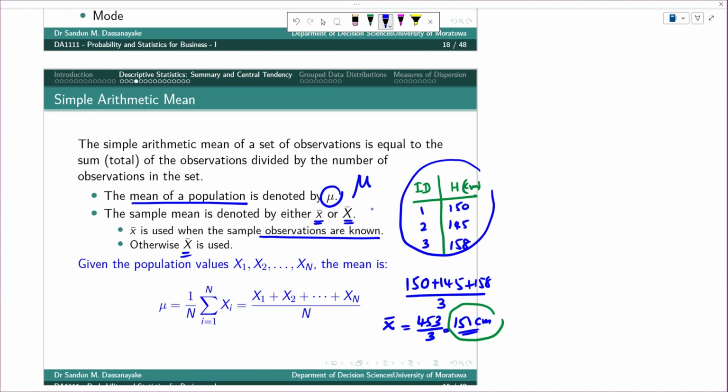Given the population values, mu is defined in terms of all the values in the population, which we cannot really measure. We can only measure about a sample. You can, but that's a tedious task.